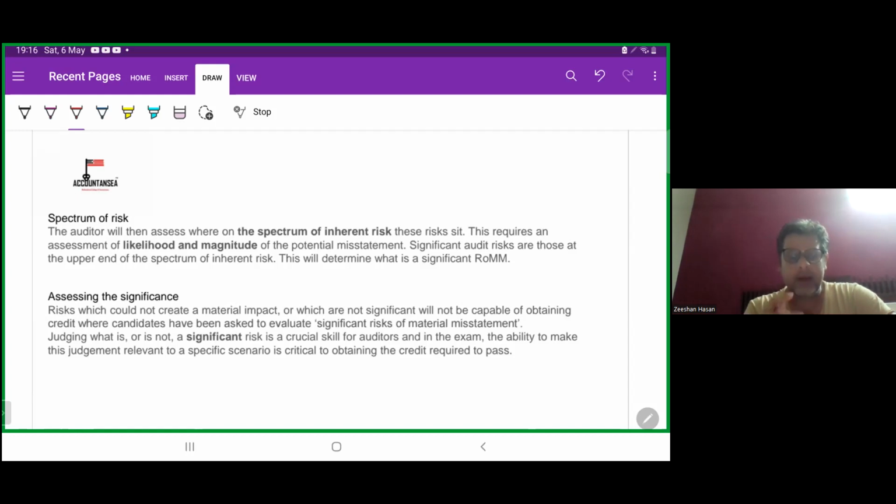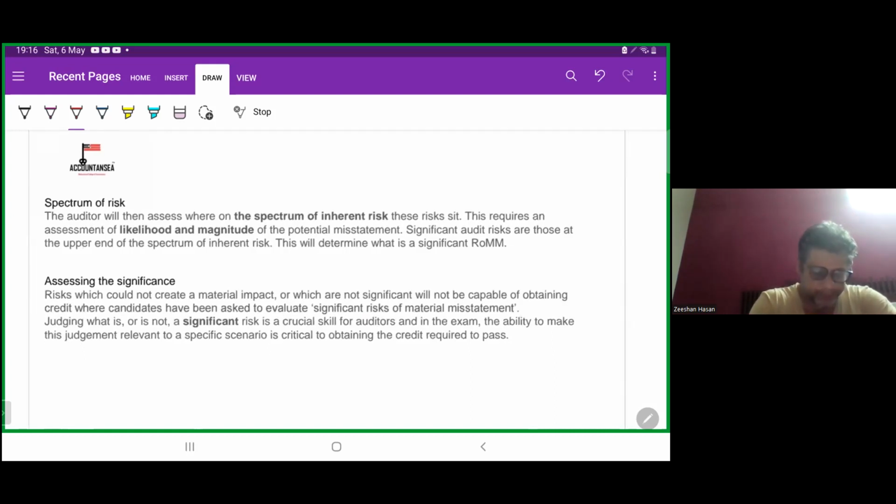Risks which could not create a material impact or which are not significant will not be capable of obtaining credit. Where candidates are asked to evaluate significant risk of material misstatement, judging what is or is not a significant risk is a crucial skill for auditors. And in the exam, the ability to make this judgment relevant to the specific scenario is critical to obtaining the credit required to pass. Okay.